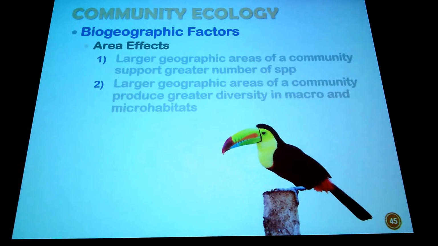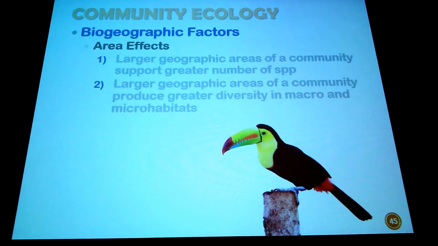This is where we'll pick up on how area affects species distribution, species survival, immigration, extinctions, all kinds of things. Larger geographic areas of community support a greater number of species. That's kind of like a statement. If you have a bigger area, you can support more species.